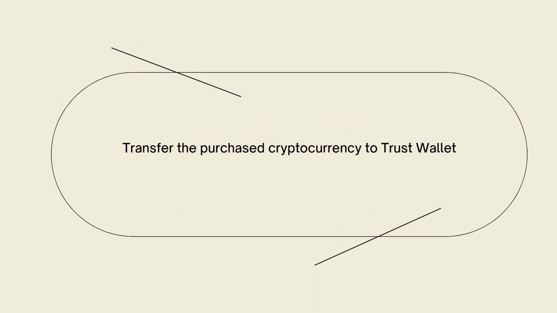Now transfer the purchased cryptocurrency to Trust Wallet. Open Trust Wallet on your mobile device and obtain your wallet's receive address for the specific cryptocurrency you purchased, for example, BNB or ETH. Withdraw or transfer the purchased cryptocurrency from the exchange to your Trust Wallet address.